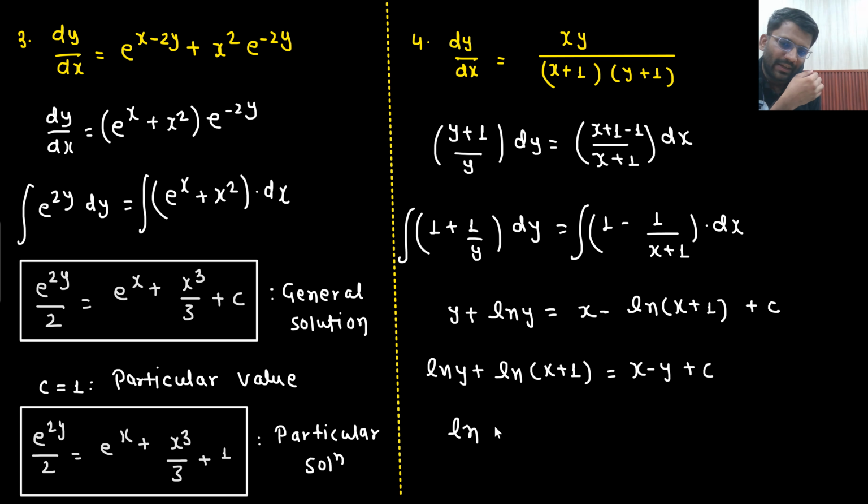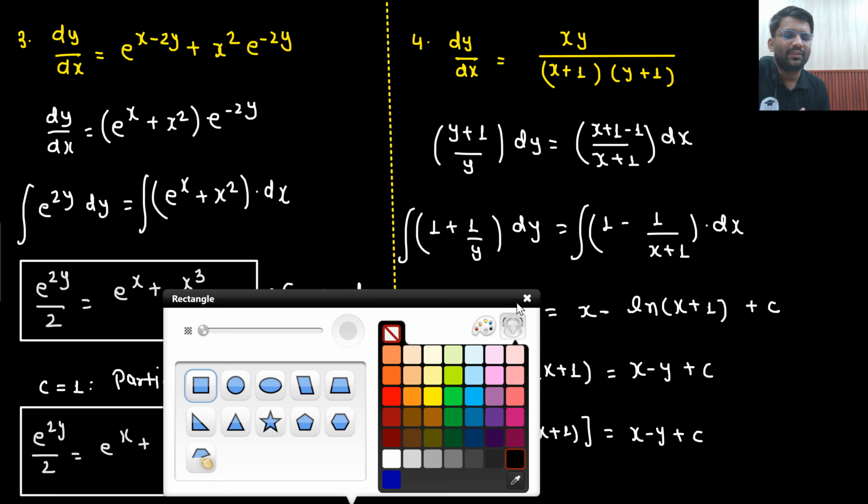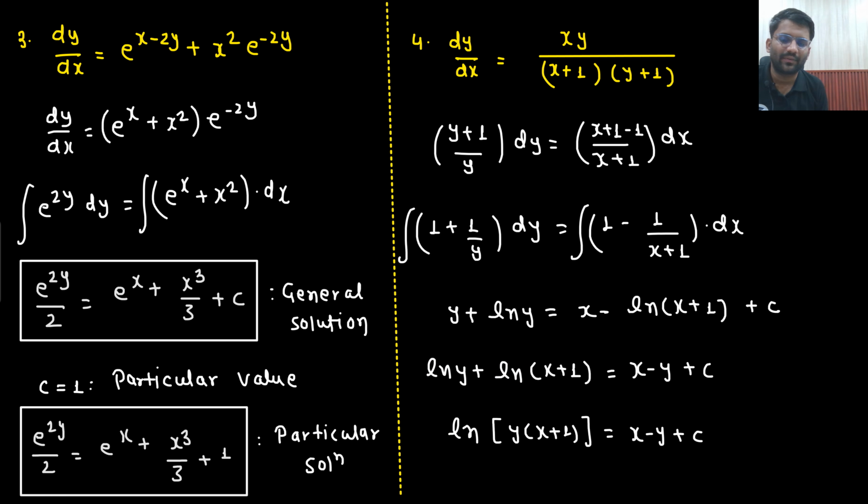So what answer are you getting? ln of (x plus 1) into y, because I am applying ln a plus ln b, would be equal to x minus y plus c. So this is the possible answer. You can take ln to the other side as well and write the exponential answer. Basically this answer also you can write, y into (x plus 1), ln I am taking to the other side.